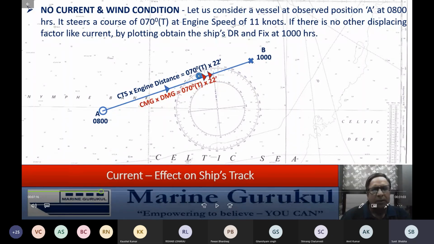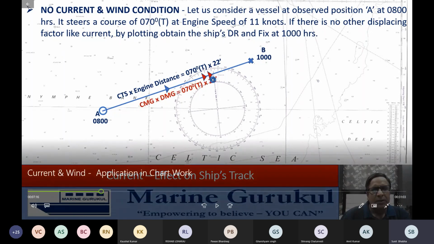And the course made good is marked or represented by double arrows. So you see the double arrows also plotted on the same vector. This vector is both the CTS vector as well as the CMG vector, because in this case CTS, CMG, engine distance and the distance made good or distance over ground are exactly the same. Point B is our DR position also. Point B is our fix also. So there is no wind and current. Any doubt up to here, beta?